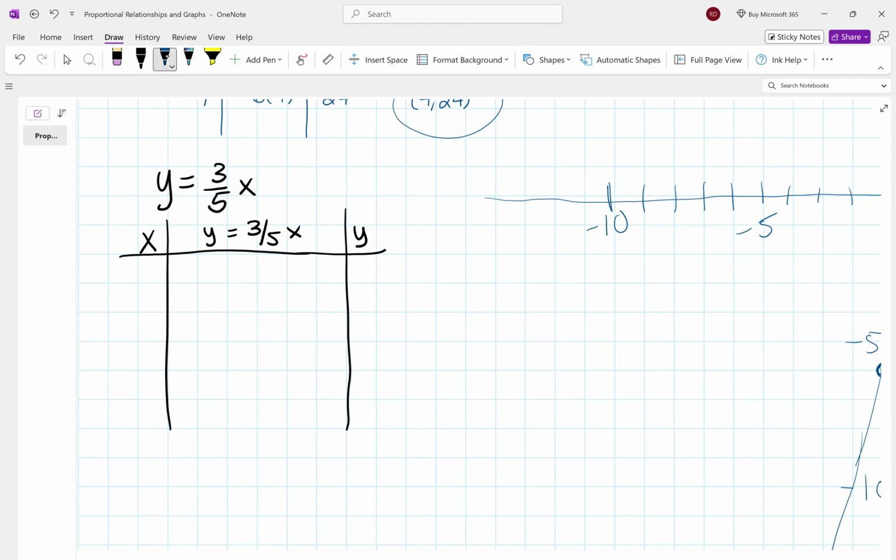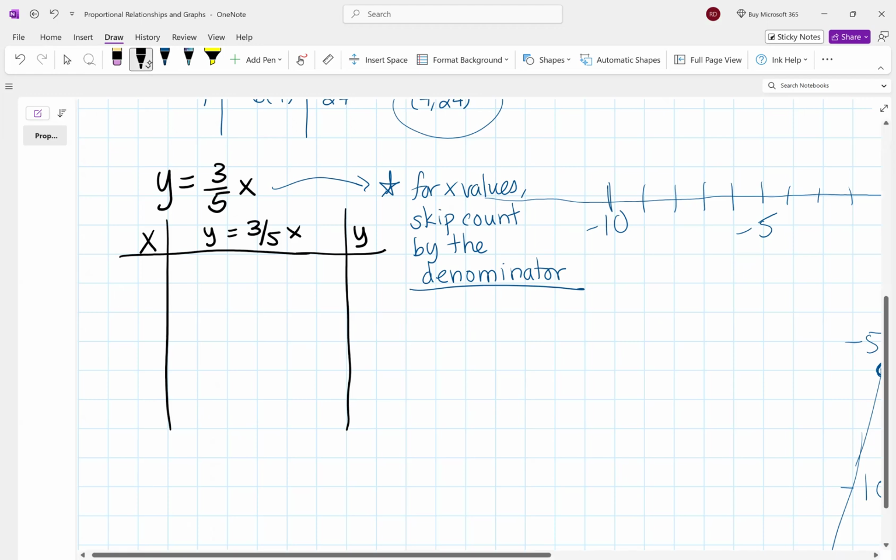And if I have a fraction, here is what I want you to think about. For x values, I want you to skip count by the denominator. And so technically you can always pick whatever x values you want, but this will make graphing easier and neater. So I want you to get into the habit of when you have a fraction for the x values, since you get to choose, you're going to skip count by the denominator.